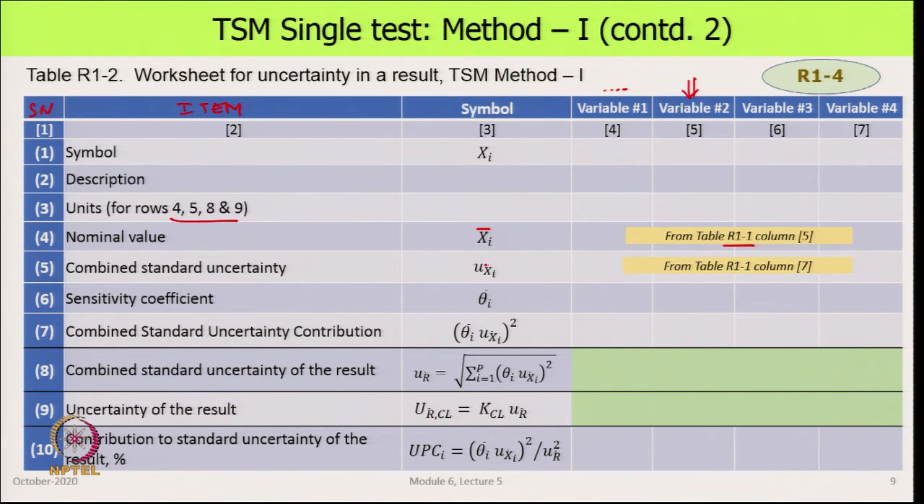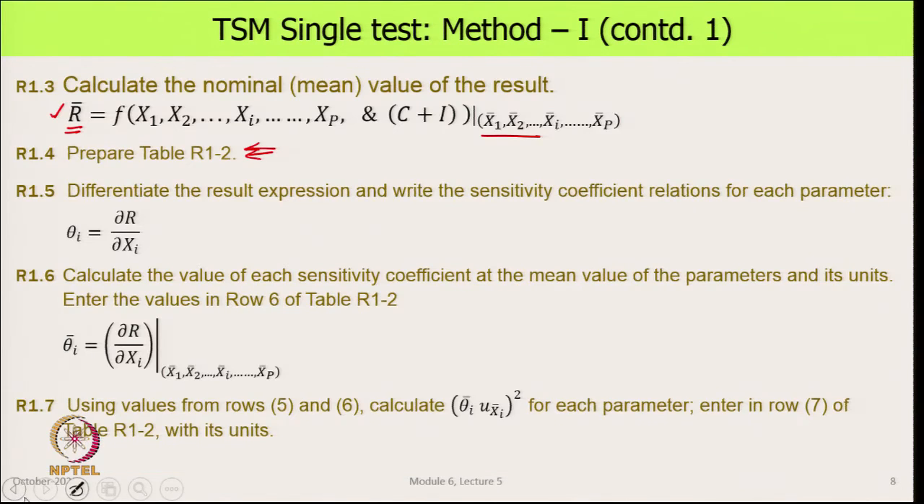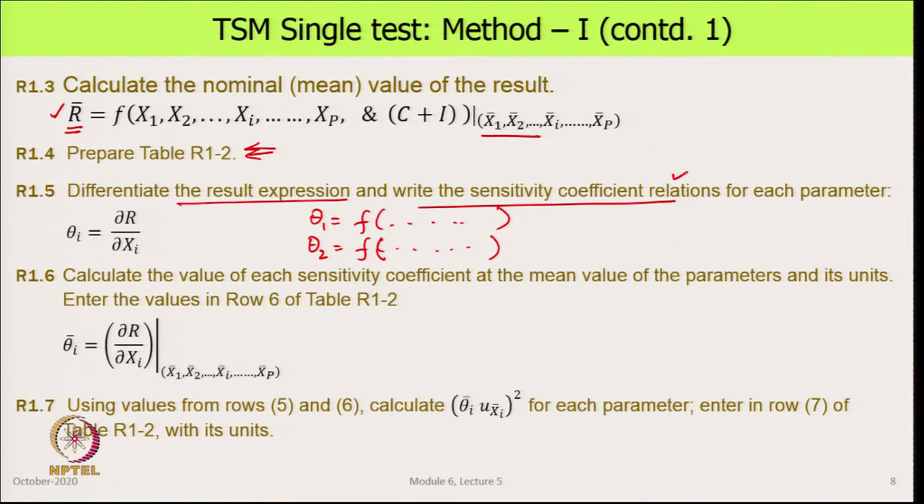We write the combined standard uncertainty of the first variable. This also came from the previous table, just copied it. So, the corresponding numbers came over there. Then we calculate the sensitivity coefficient, and for that we first differentiate the result expression and write the formula or the mathematical relation for every sensitivity coefficient. So, we will have theta 1 as a function of all the parameters there, theta 2 as a function of all the variables in the formula, and so on. So, here we just got the mathematical relation written up.